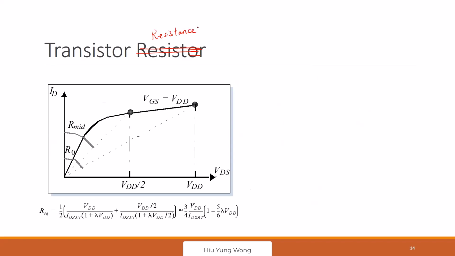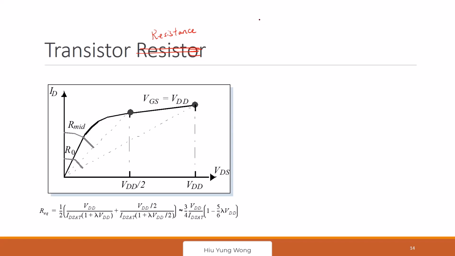The resistance of a transistor. If you look at this ID-VG curve, wow, the resistance keeps changing. I have a small resistance at the beginning and then a large resistance at the end. But as a circuit designer, what do I care? First of all, why do we care about resistance? You did that in assignment 1 already, right?